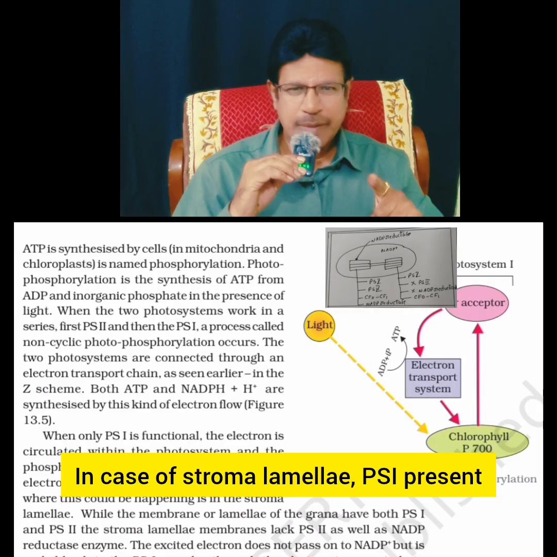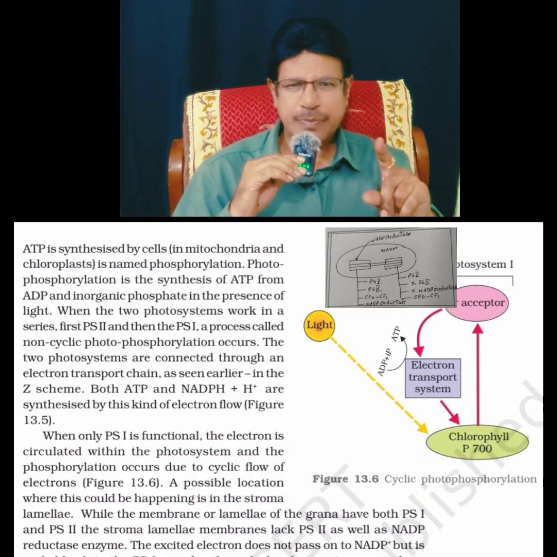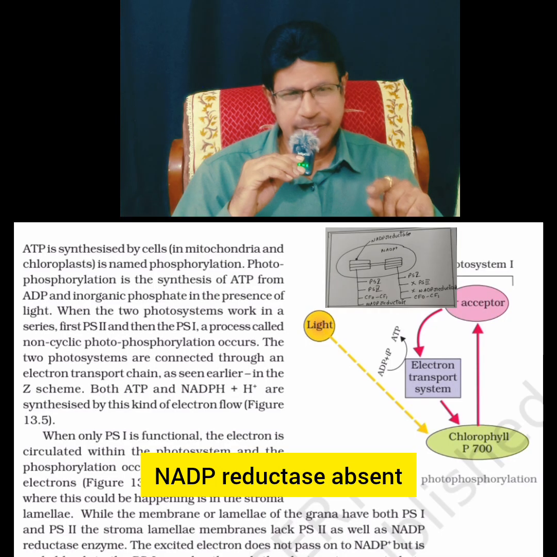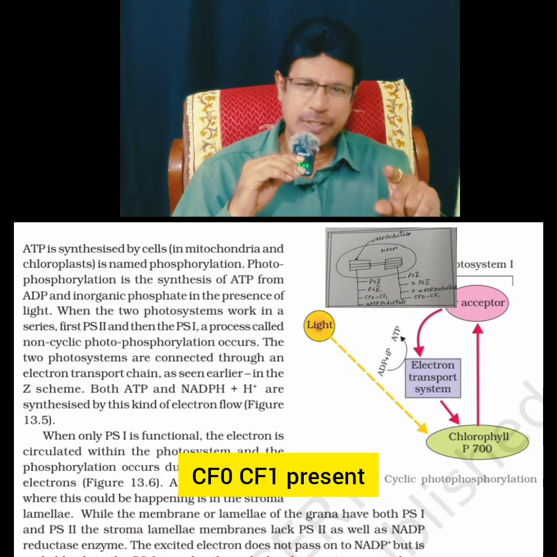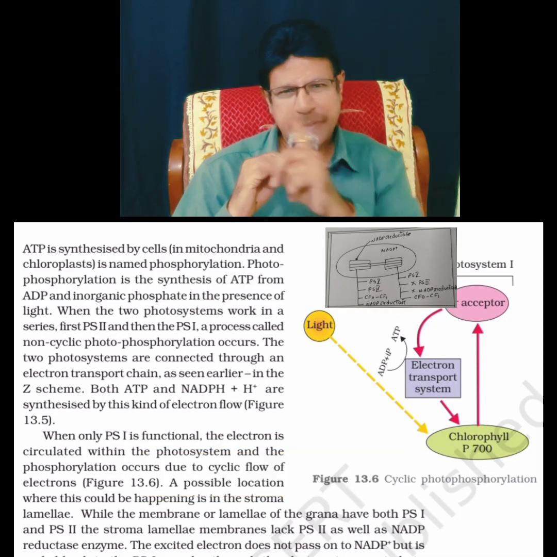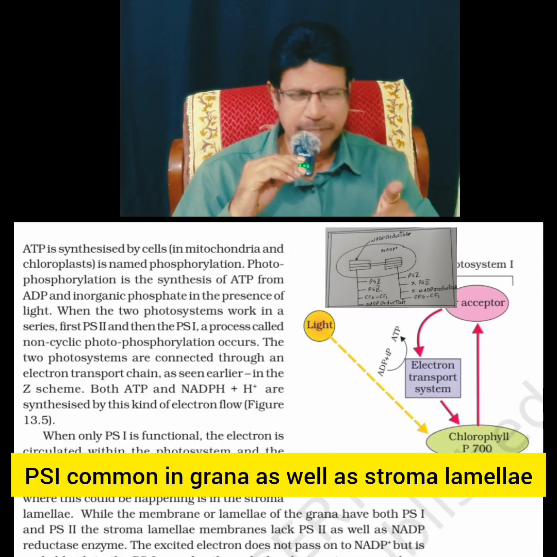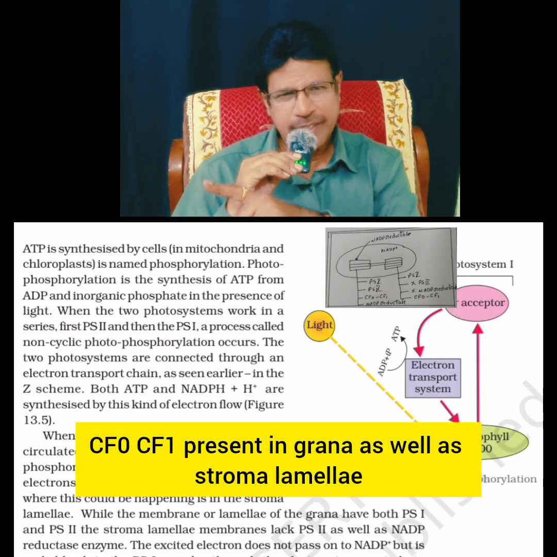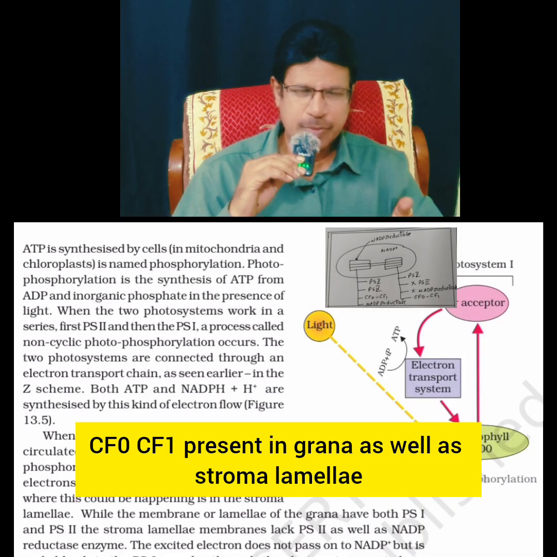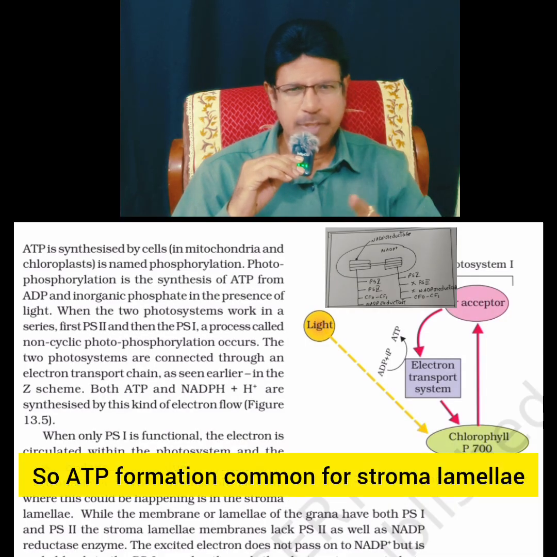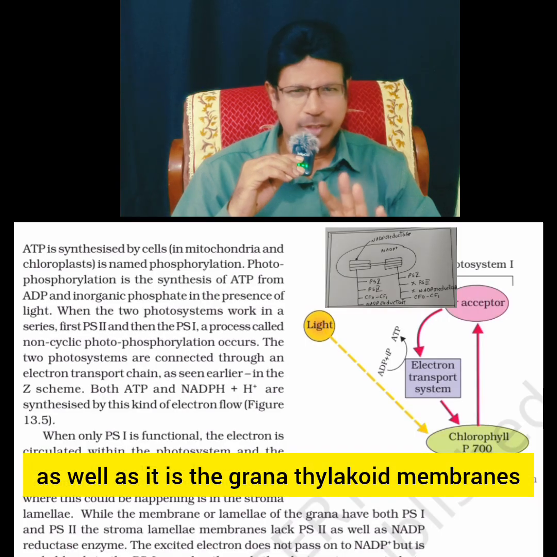In the stroma lamellae, PS1 is present, PS2 absent, NADP reductase absent, CF0, CF1 present. So in both cases, PS1 is common in grana as well as stroma lamellae. CF0, CF1 are present in grana as well as stroma lamellae. So ATP formation is common for the stroma lamellae as well as the grana thylakoid membranes.